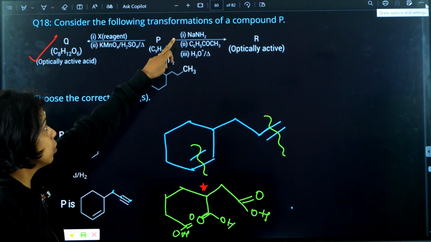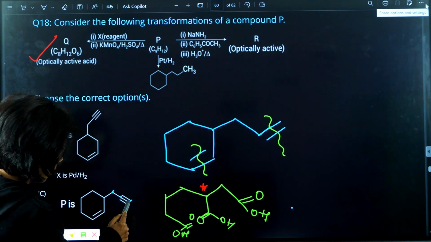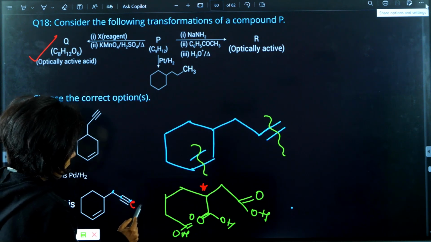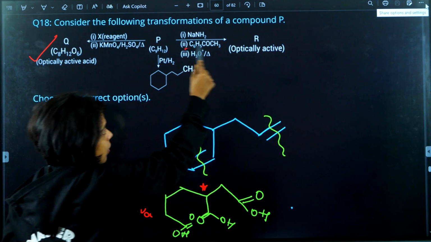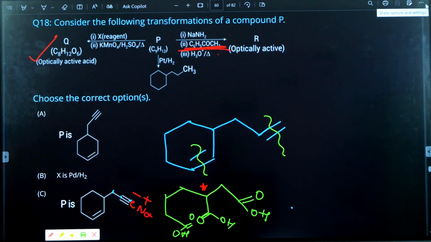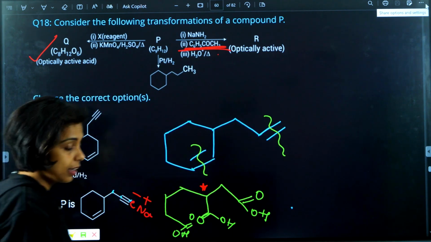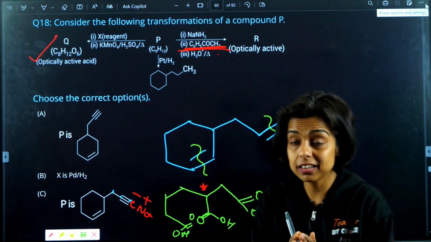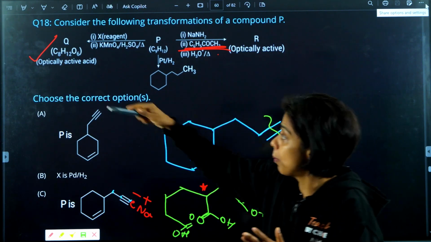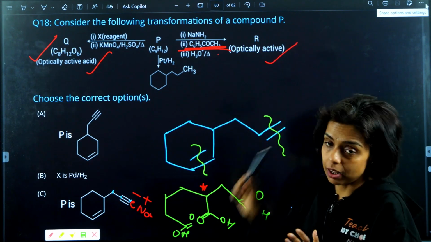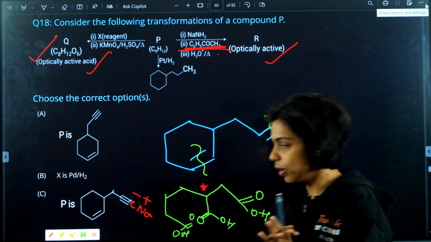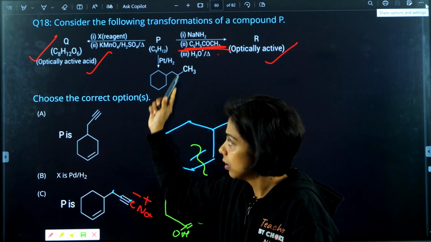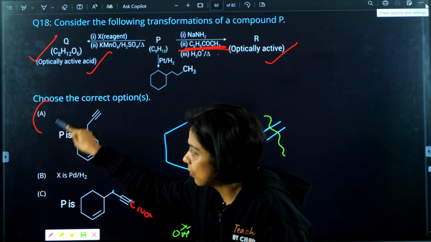What will NaNH2 do? The triple bond has the acidic hydrogen, so you have the carbanion, negative, with NaNH2, right? Followed by a nucleophilic addition on this, and the compound R you'll also get optically active, right? So with C you will get the desired products, the optically active acid, the optically active R, right?